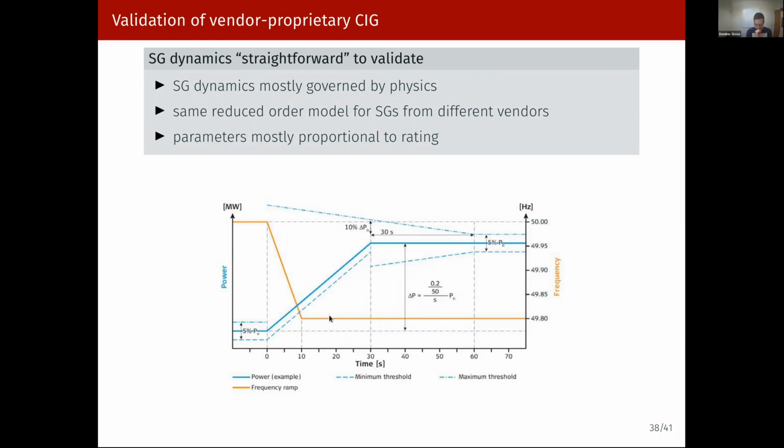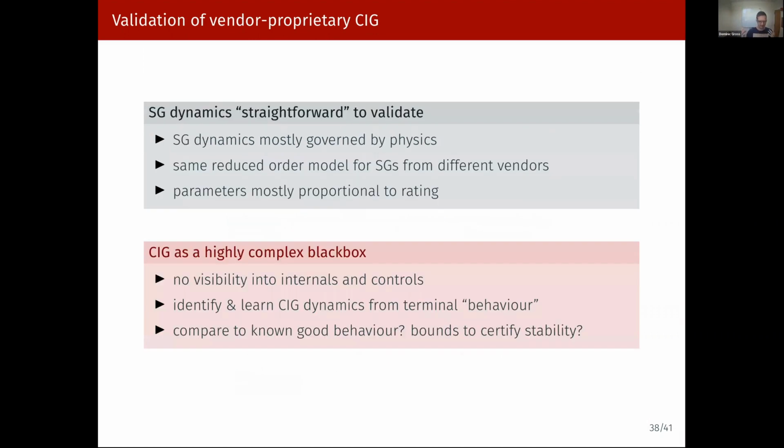So the way I would envision these things to work is that the converter interface generation is basically a highly complicated black box. You have no visibility into the internals or controls, but you can try to learn what's in the box from the terminal behavior, right? You can basically take the converter as a device under test. You can hook it up to a network or to an AC source.